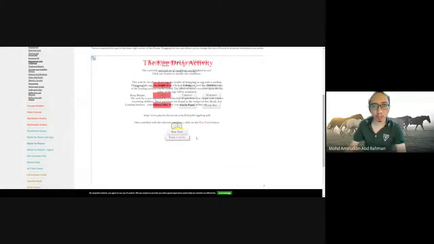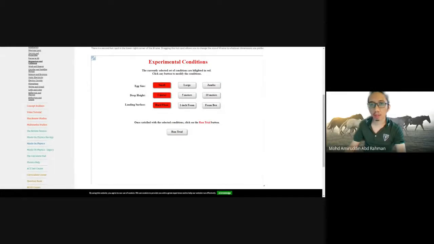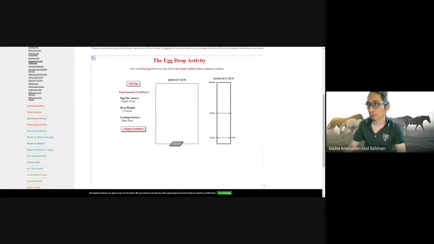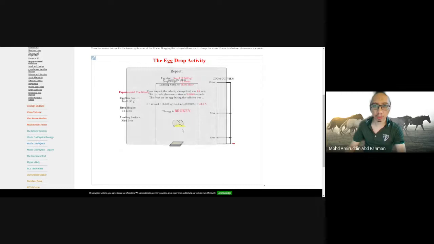Okay, so in the activity, you have a couple of experimental conditions. This is the default one, so you can just use that. Then you go to run trial, and you click on drop the egg. The egg will drop, hit the bottom, and it is broken. Then you have that report given to you, so observe that.